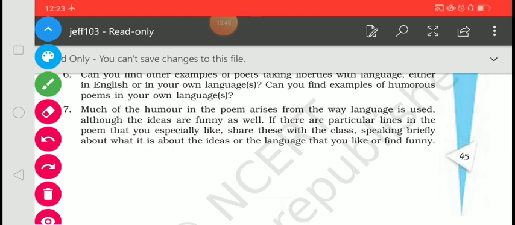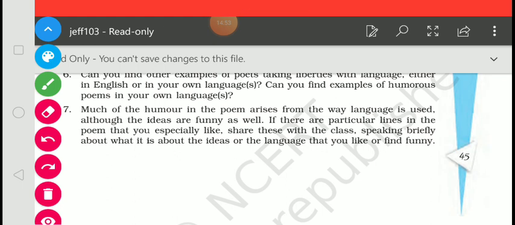the seventh one. Much of the humor in the poem arises from the way language is used, although the ideas are funny as well. If there are particular lines in the poem that you specially like, share these with the class, speaking briefly about what it is about the ideas or the language that you like or find funny. So this answer also should be written by you as per your imagination, which lines you like. The possible answer may be, yes, it is true that the poet has used the language in a way that it arises humor, as the whole poem is humorous. The poet has used many lines that are funny. There are so many examples of funny lines.